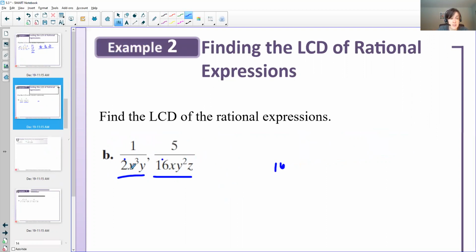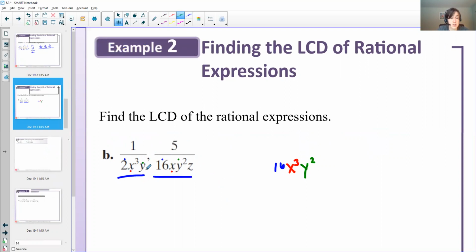Let's see, x's. I have 3 x's here and I have 1 here. So you use the most of what you have in any case. So that's going to be x cubed. Let's look at the y's. I have a y here and a y squared here. I'm going to use the most, so y squared.